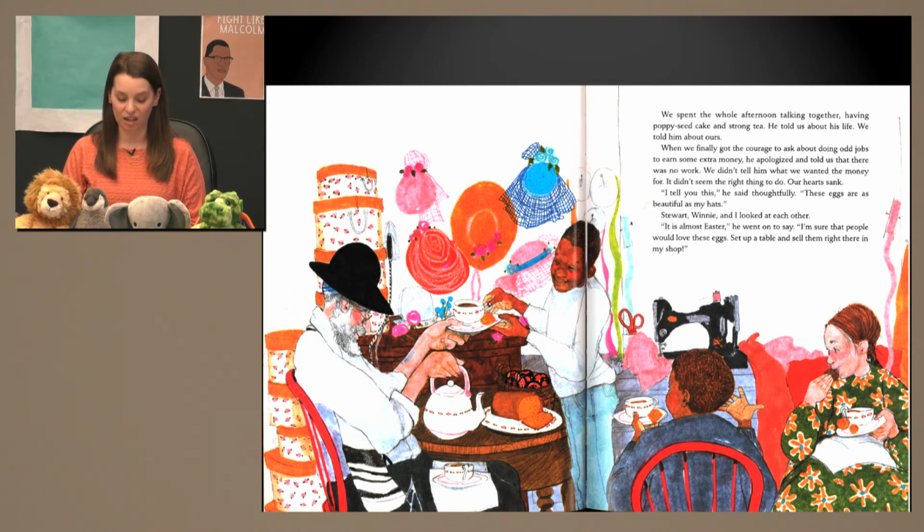Our hearts sank. "I tell you this," he said thoughtfully, "these eggs are as beautiful as my hats." Stuart, Winnie, and I looked at each other. "It is almost Easter," he went on to say. "I'm sure that people would love these eggs. Set up a table and sell them right there in my shop."